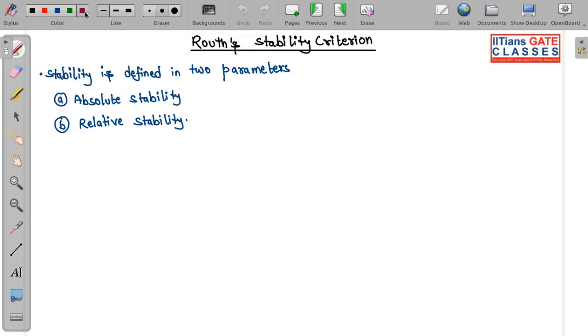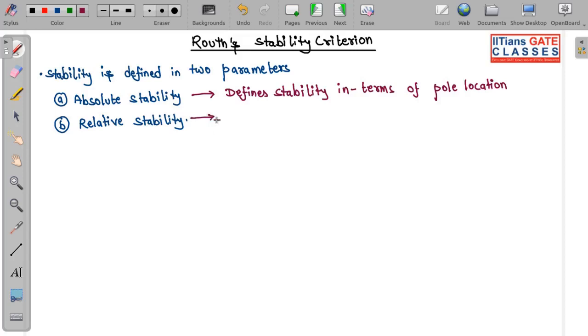So stability can be defined in terms of two parameters. One is absolute stability, other is relative stability. So absolute stability basically defines your stability in terms of pole location. Okay. So if poles are located at the left hand side of S-plane, then system is going to be stable. If it lies on your imaginary axis, so that will be marginal stable. If poles lie on the right hand side, then system will be unstable.